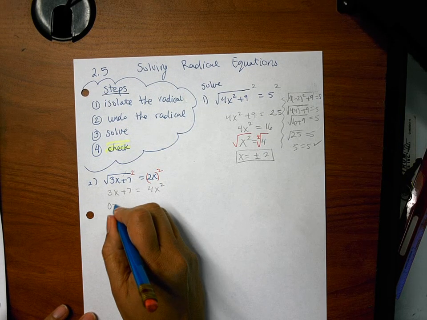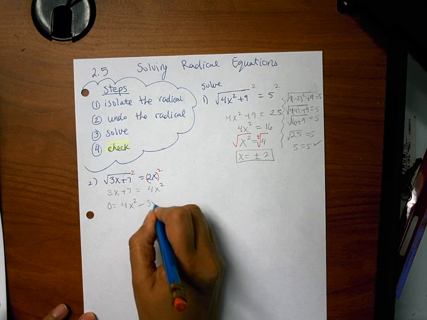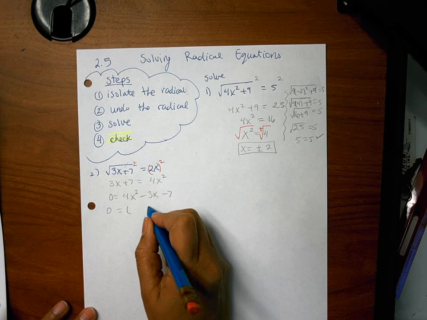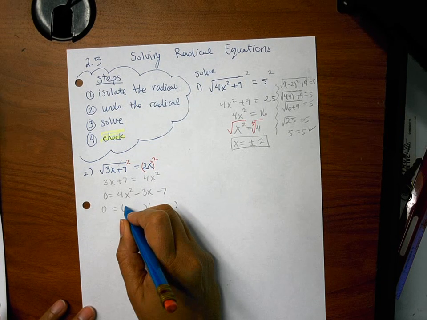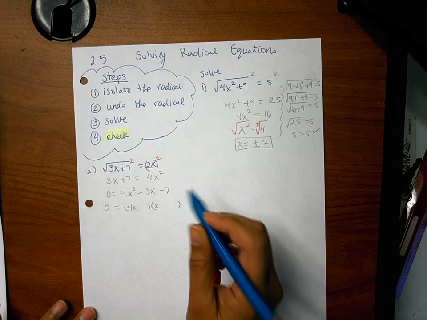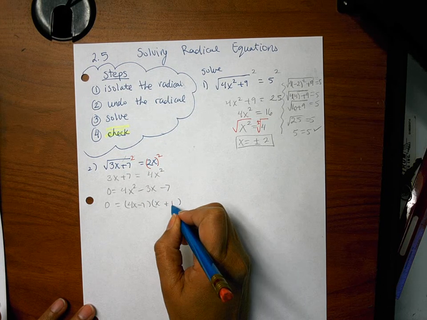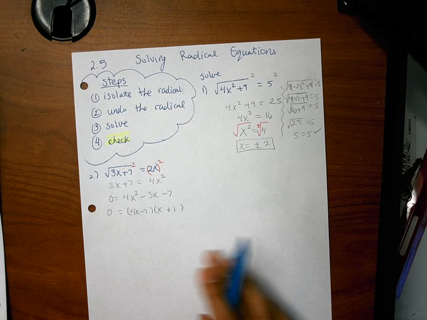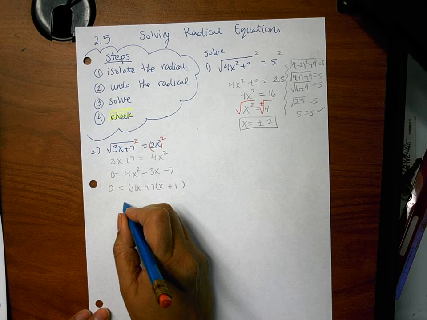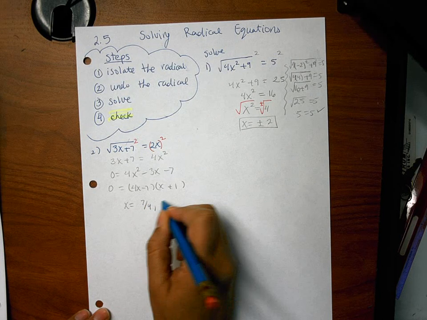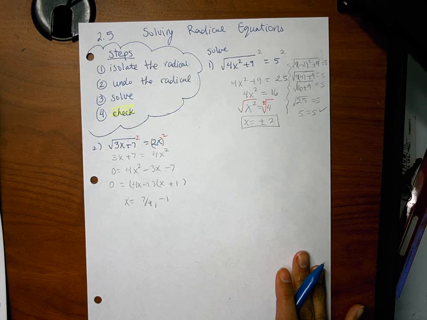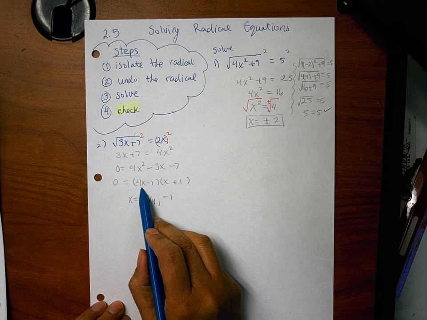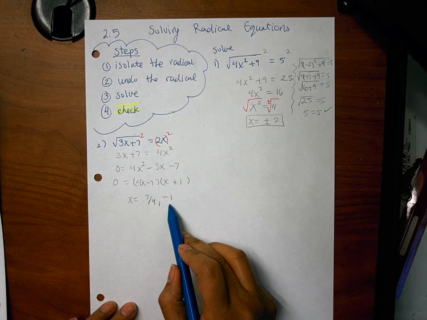Get everything over. 0 equals 4x squared minus 3x minus 7. 0 equals double bubble. I'm going to use 4x and 1x. You can try 2 and 2 first. Minus 7 plus 1, because I need it to multiply to negative 7. Negative 7, positive 4 adds up to the negative 3. Solve. X equals 7/4 and negative 1. Right here, set equal to 0, add the 7, divide by 4, and here just subtract the 1.